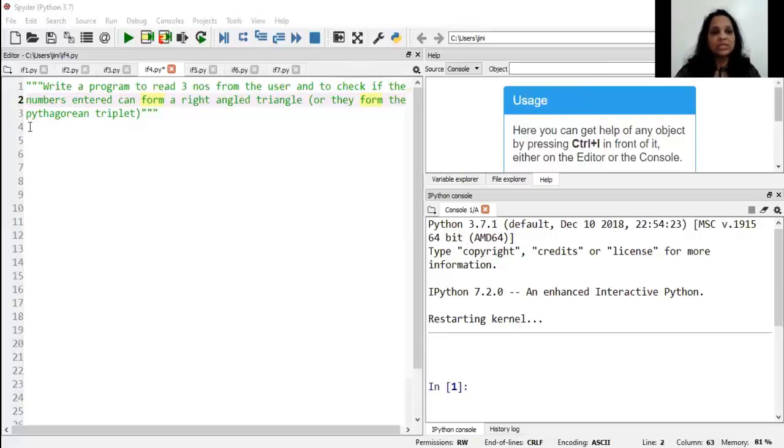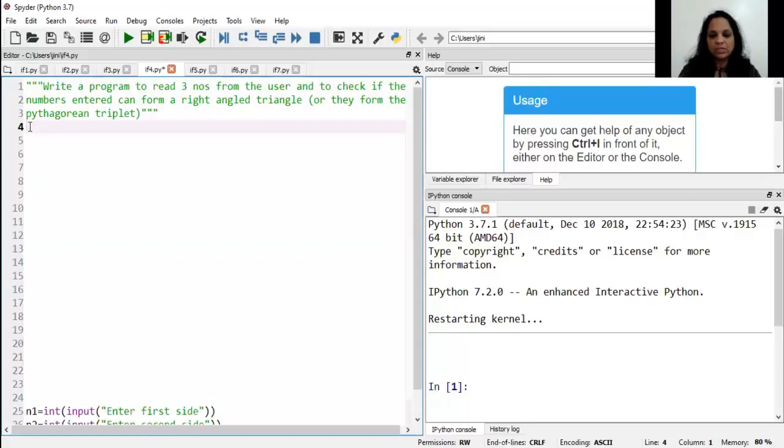Please read the question that you are seeing on the screen right away. Write a program to read 3 numbers from the user and to check if the numbers entered can form a right-angled triangle. So you're expected to read 3 numbers from the user. I've already done that for you, so I will just be pulling those lines up so that I don't have to waste time.